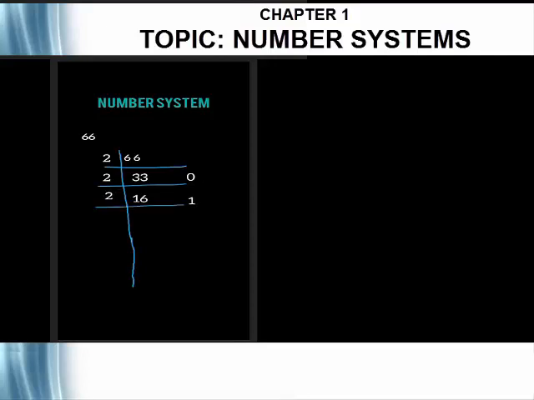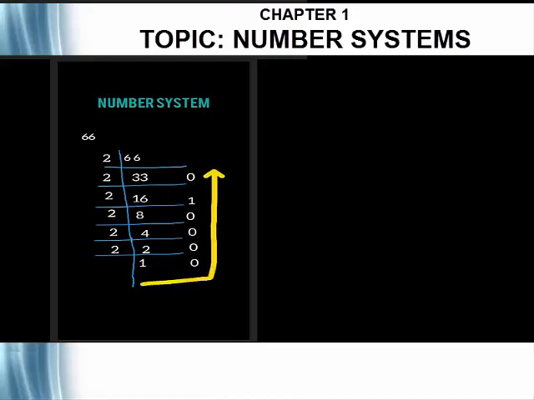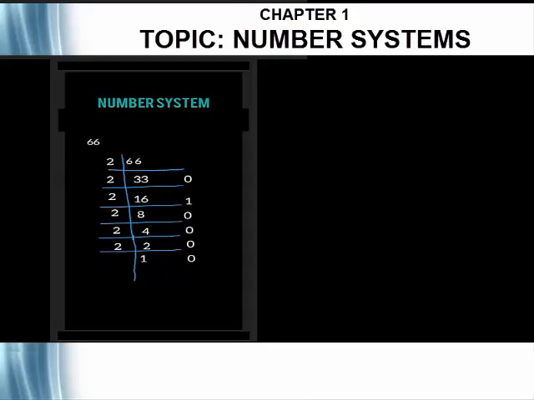And then when we divide it again, it will be 8, and the remainder will be 0, and it will be 4, and the remainder will be 0, then 2, and the remainder will be 0, and finally when we divide 2 by 2, it will be 1 and the remainder will be 0. Remainders are read upward, and when we read the remainders upward, these are the binary equivalent of the denary number.